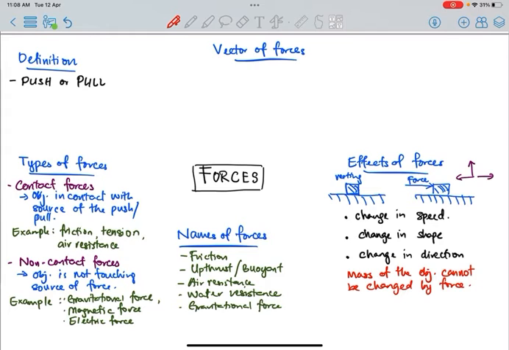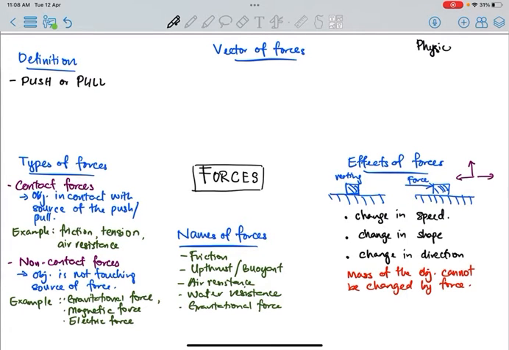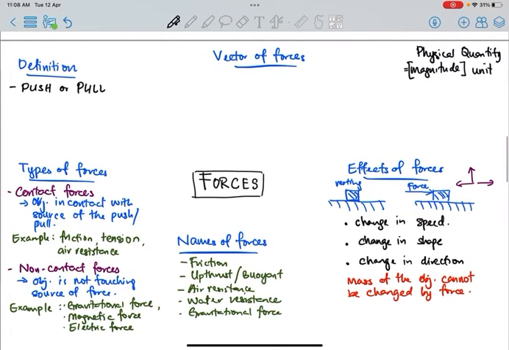Alright, going on further, since we have forces which are acting in multiple directions, how can we represent them in terms of drawing? If we want to draw and we want to know the value of the forces, we know that every physical quantity that we have in physics must have a magnitude and also a unit. Magnitude means the numerical value of it.